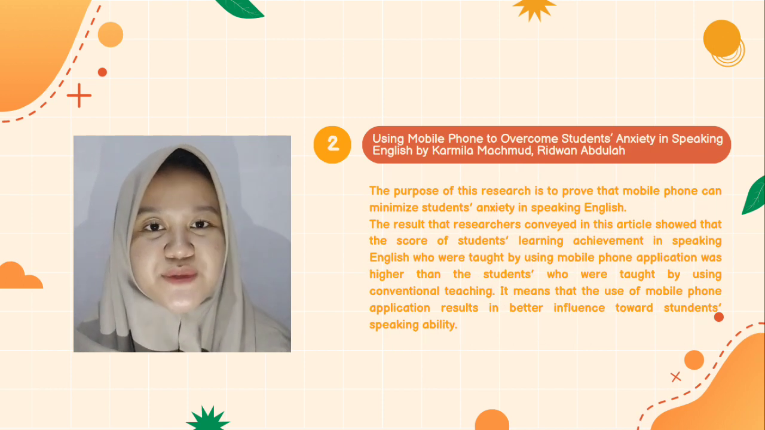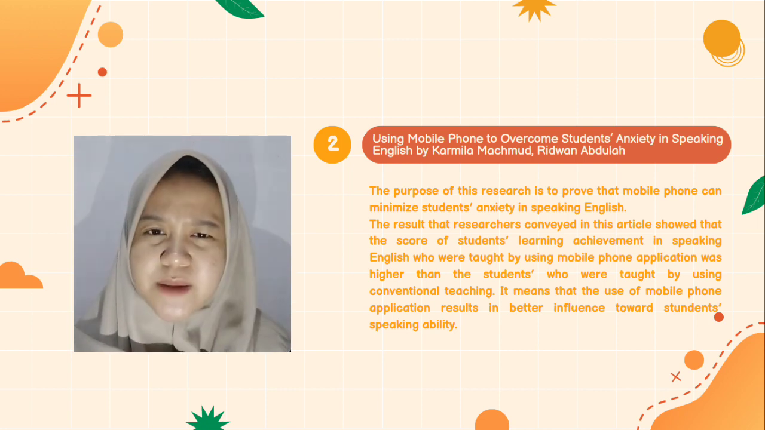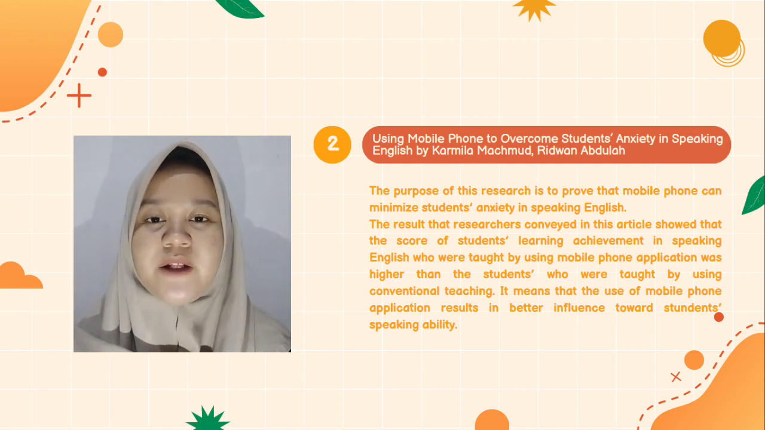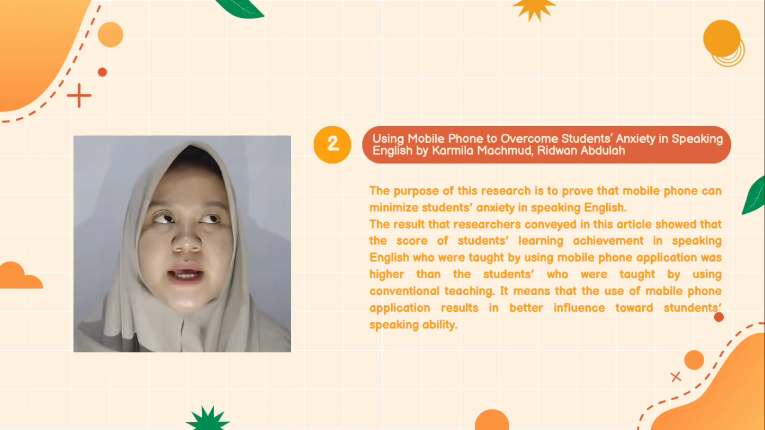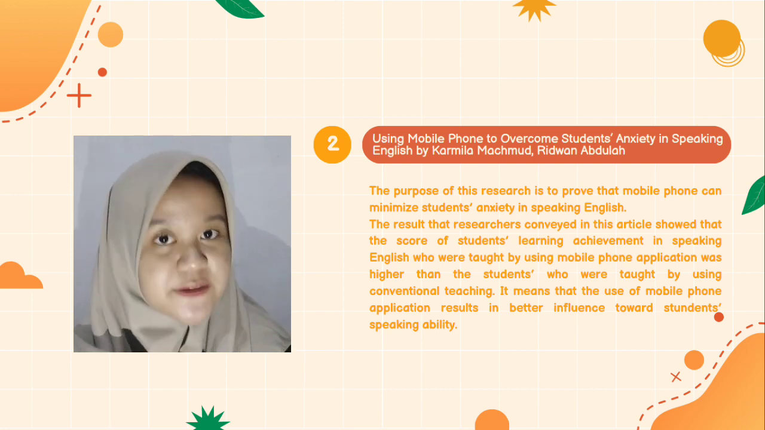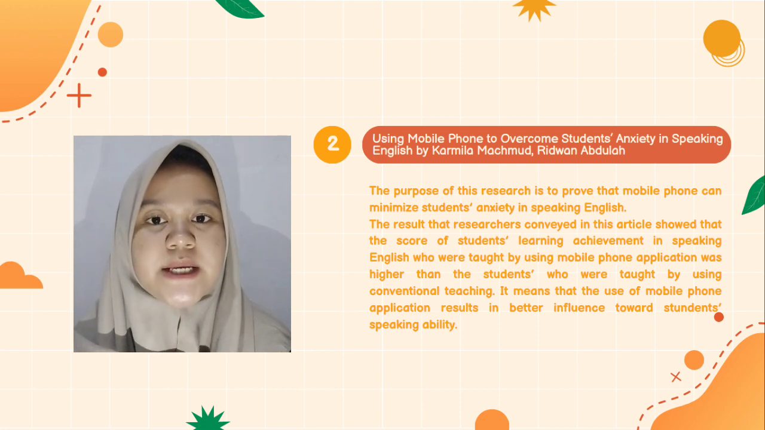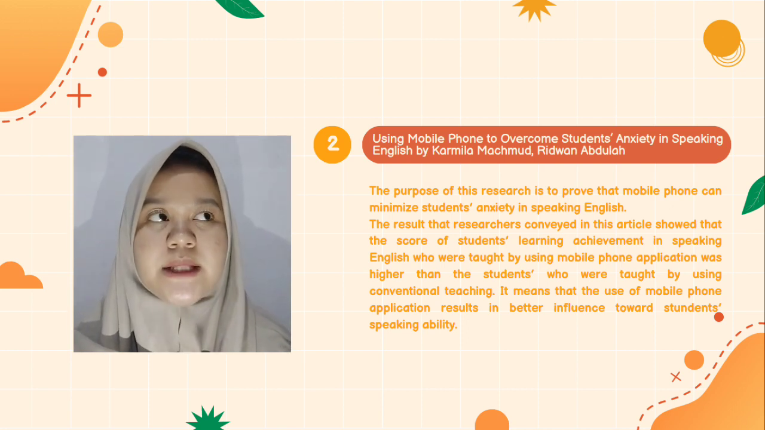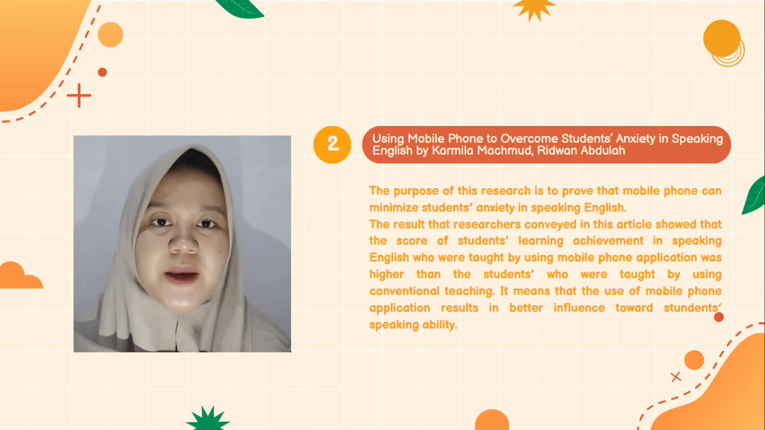And the second article is Using Mobile Phone to Overcome Student Anxiety in Speaking English by Karmila, Mahmud, and Ridwan, Abdulah. The purpose of this research is to prove that mobile phones can minimize student anxiety in speaking English. The result that the researchers conveyed in this article showed that the score of student learning achievement in speaking English who were taught by using a mobile phone application was higher than the students who were taught by using conventional teaching. It means that the use of a mobile phone application results in a better influence towards students' speaking ability.